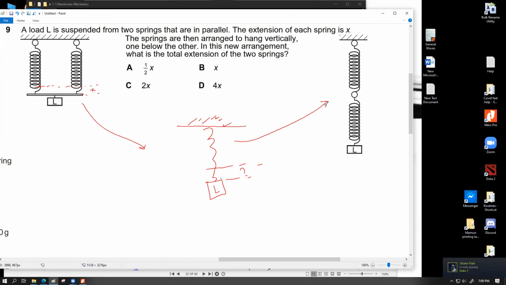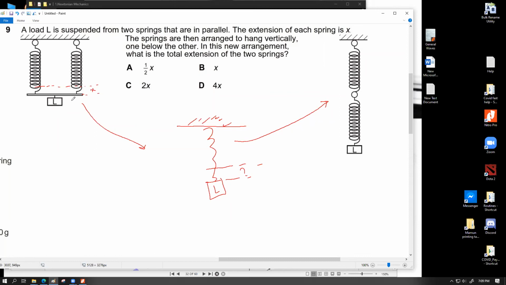Sure. Try to understand. This figure, where I labeled X here, see if you understand this part first. A load L is suspended from two springs that are in parallel. The extension of each spring is X, which means this one extends by X, this one extends by X, which means the total combination also extends by X. Now have a look. Whenever we had two springs, the load was being shared. The total combination had an extension of X. If I now apply the same load on a single spring, the load would not be shared, which means the extension has to become double.